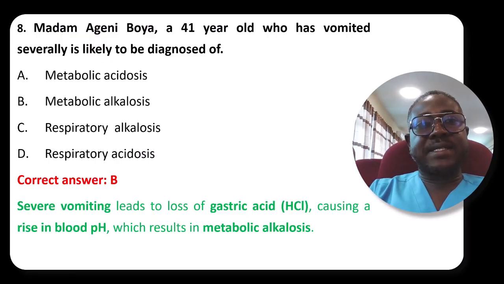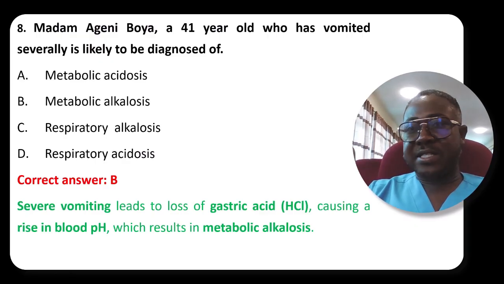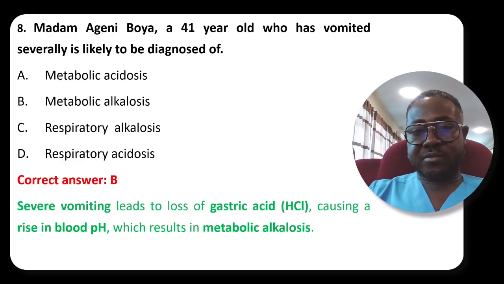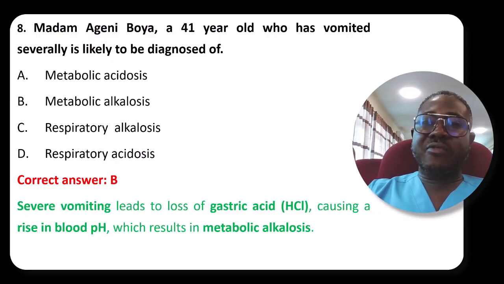And the reason why it is metabolic is because it's what? Vomiting. Vomiting is an issue of metabolism and not respiration. And that is why the answer is what? Metabolic alkalosis. So severe vomiting leads to loss of gastric acid, causing a rise in the pH, resulting in what? Metabolic alkalosis. So question number 9.